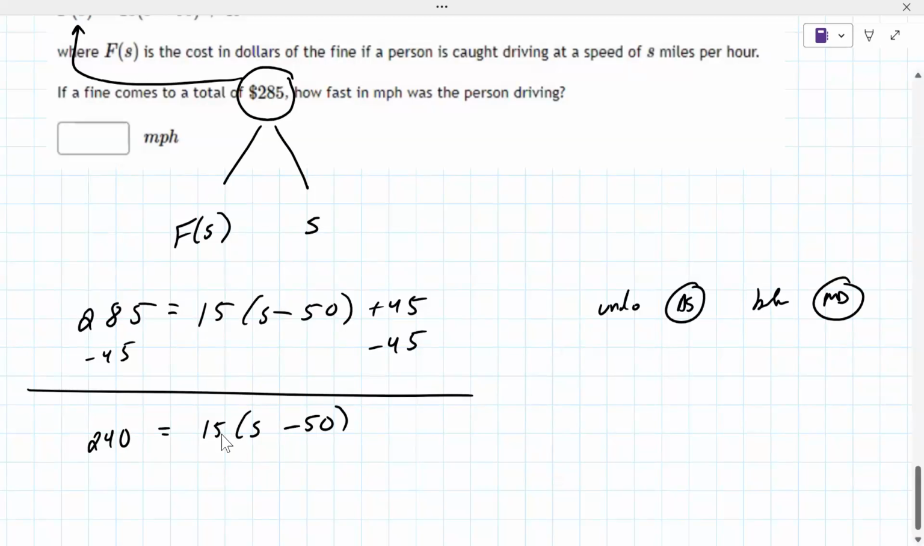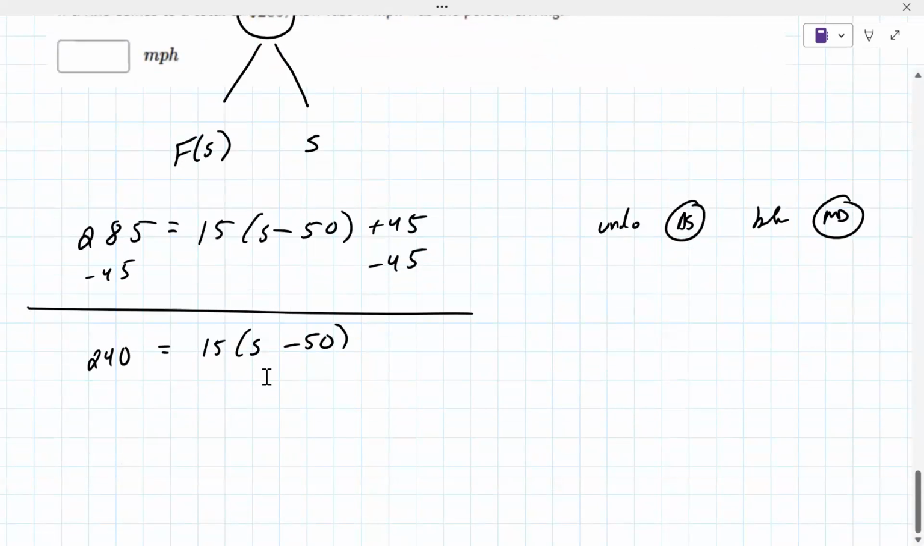Now from here, you have some options. You can either distribute the 15 in, or you can divide by 15. That's where you have to decide how you want to work through this. Probably just distributing is easier. So that's 15s minus 750.